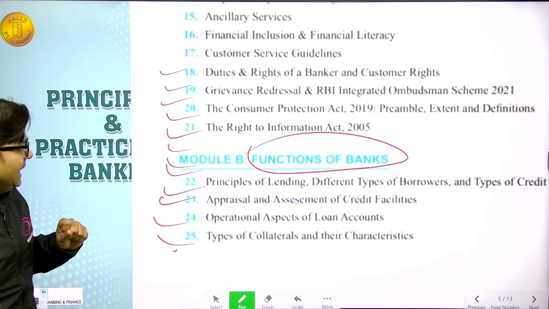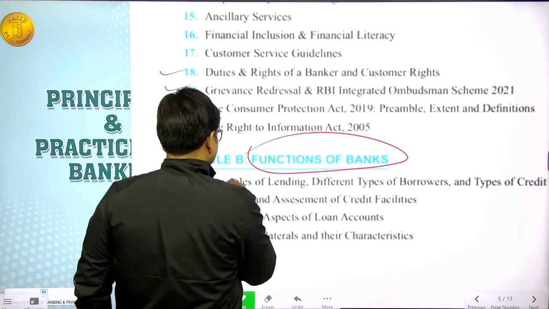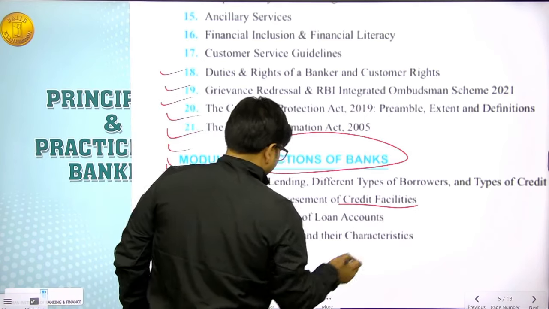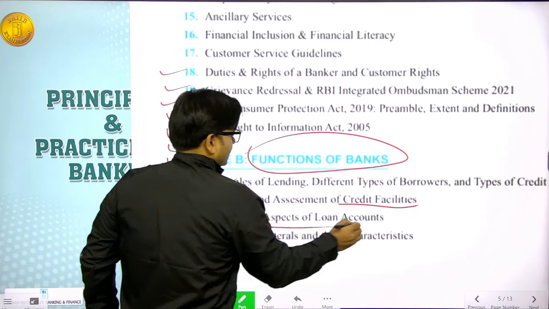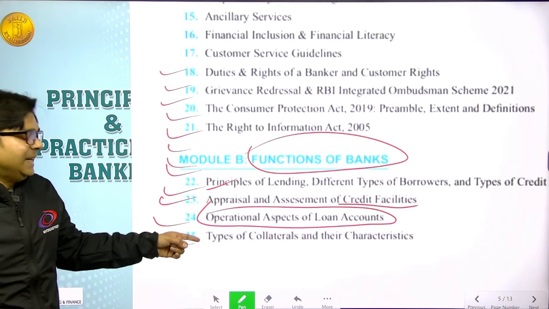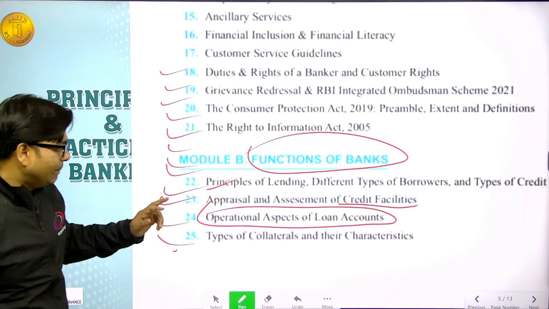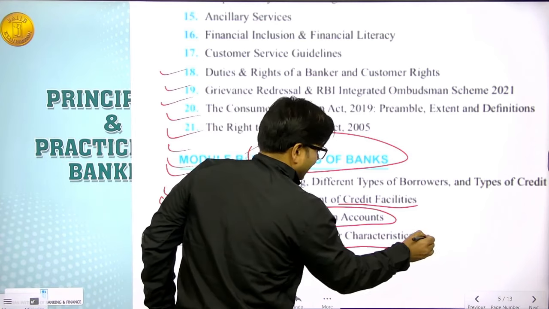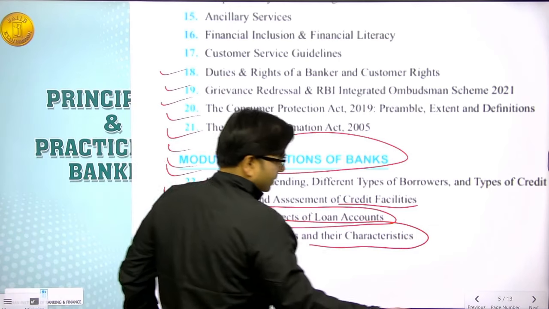Principles of lending, different types of borrowers and types of credit, this topic was there. Appraisal and assessment of credit facility, operational aspects of loan account, if you remember, was a topic from module D of accounting and finance for bankers. Types of collateral and their characteristics. Okay.